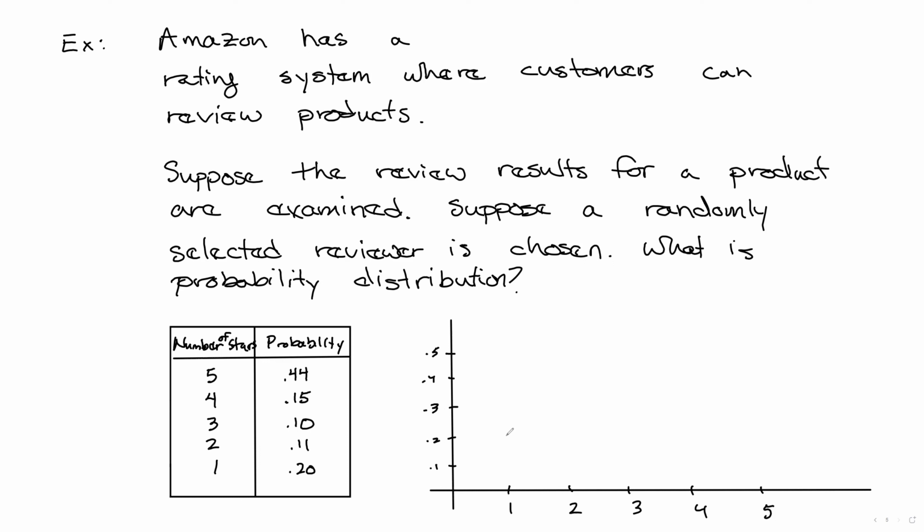1 star, we get that's about there. 2 stars, it looks like around 0.11. 3 is right on 0.11. Wait, what did I say? So yeah, 0.11, 0.1, and then 4 is 0.15. So it's going to be halfway between these, maybe about there. And then 5 is 0.44. So it's going to be about halfway between these. And then we can put little lines up to these. And that's the graph of all the possibilities.